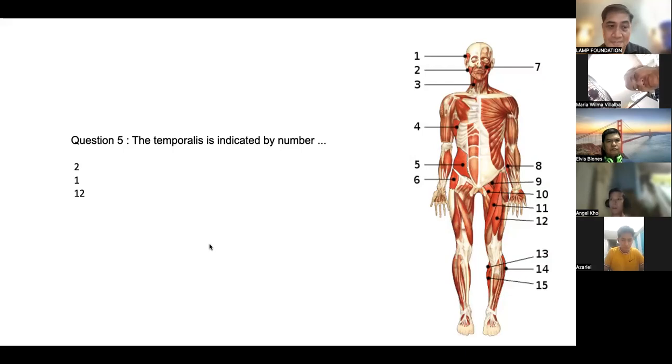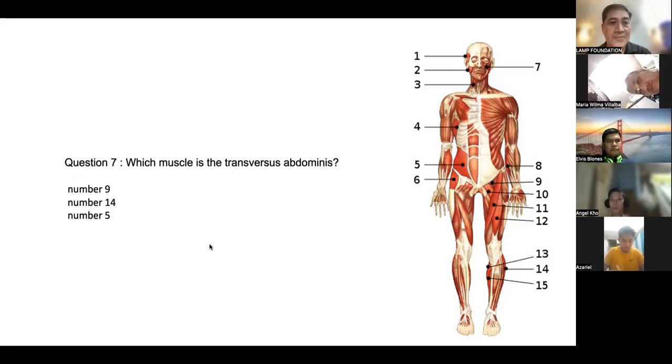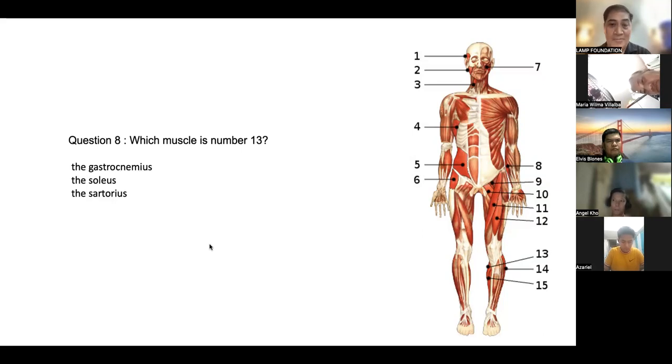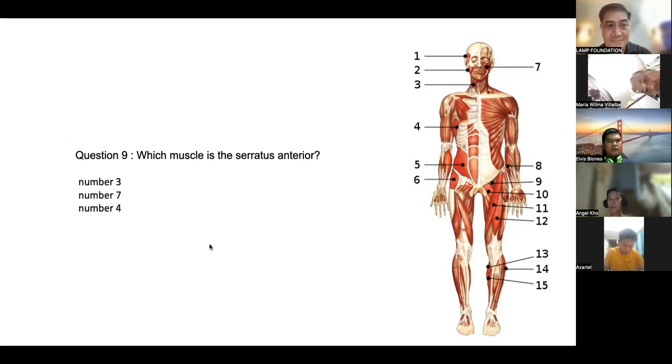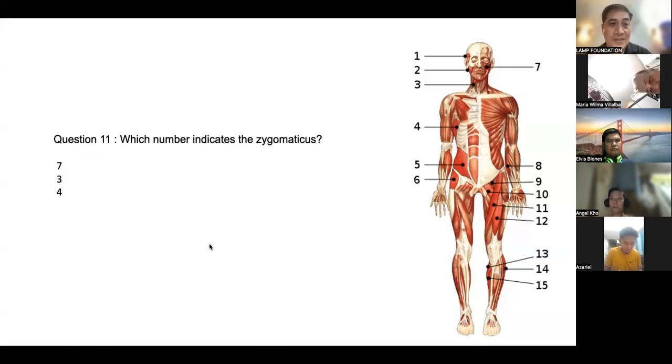The temporalis is indicated by number what? Number 1. Which number indicates the tensor fascia latae? Number 6. Which muscle is the transversus abdominis? Number 5, Doc. Which muscle is number 13? The gastrocnemius. Which muscle is the serratus anterior? Number 4. Which number indicates the soleus? Number 15. Which number indicates the zygomaticus? Number 7.